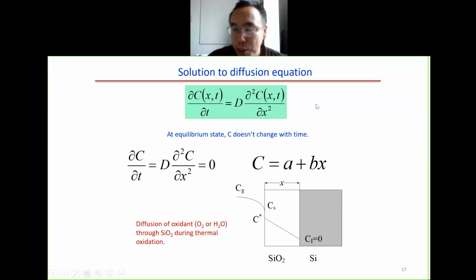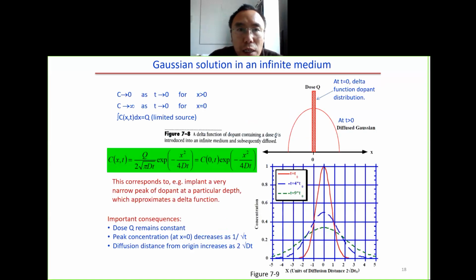So last time we solved this diffusion equation, for the case of the Gaussian solution in an infinite medium. We approach this dose Q as a delta function. This corresponds to the case of implanting a very narrow peak of dopant at a particular depth. And now we will look at other cases.